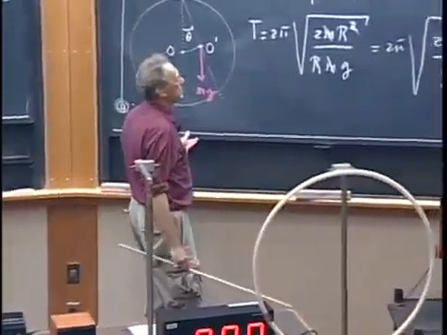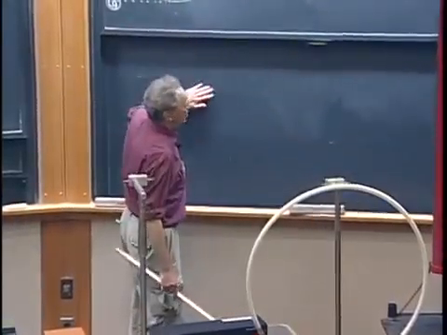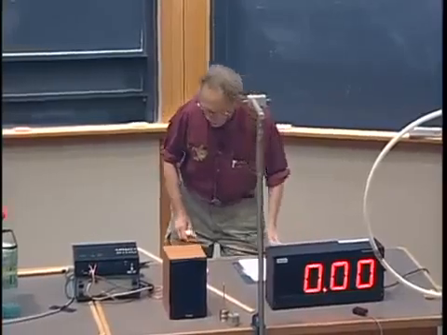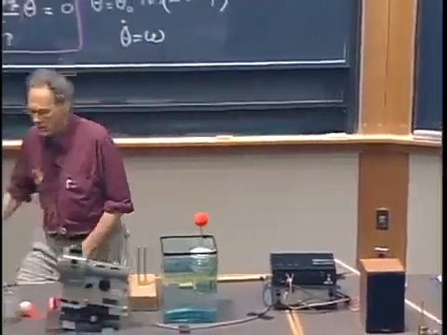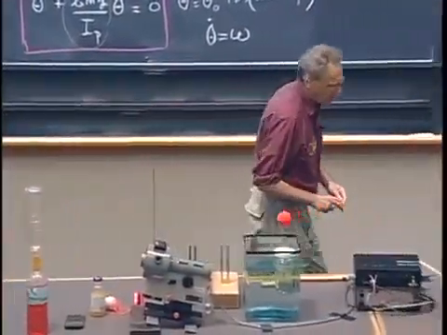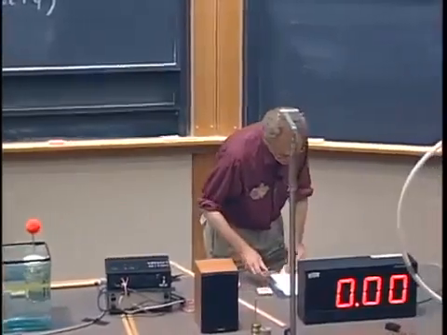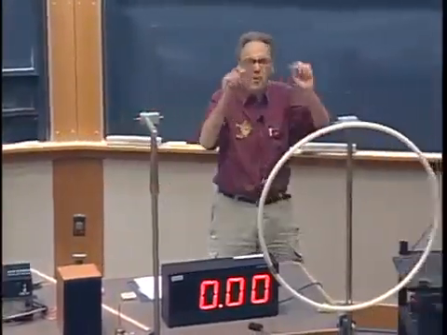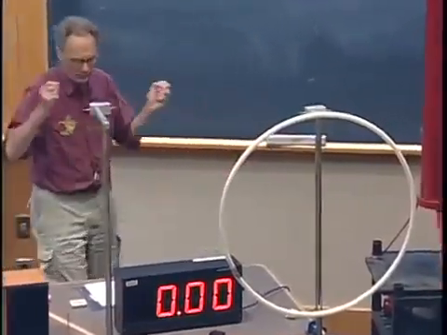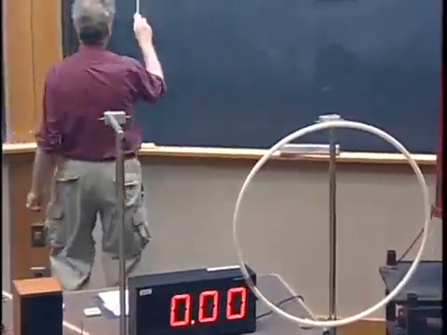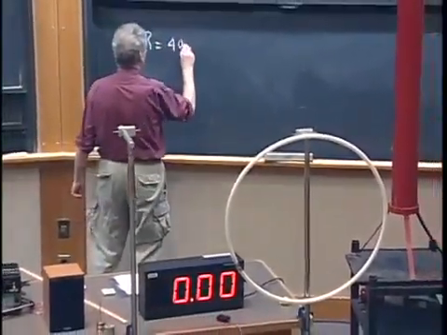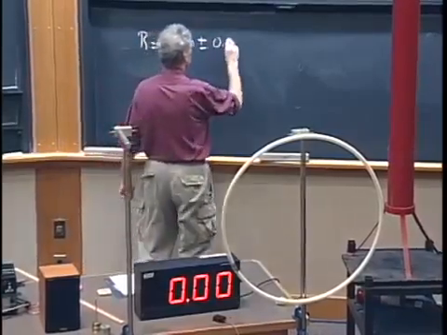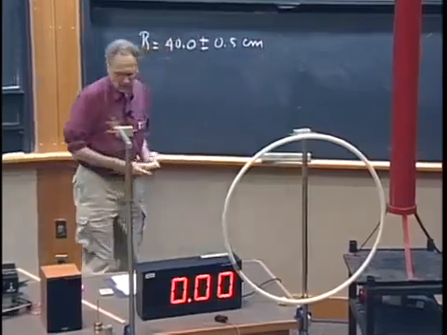So now comes the acid test. And so we don't have to measure the mass, but we did measure as accurately as we can the radius. That's really all we have to do. And the measurement of the radius is a little uncertain because it's not a perfect circle. So we measured it at various places, and we find that r equals 40.0 plus or minus 0.5 centimeters. So that's a 1% uncertainty.